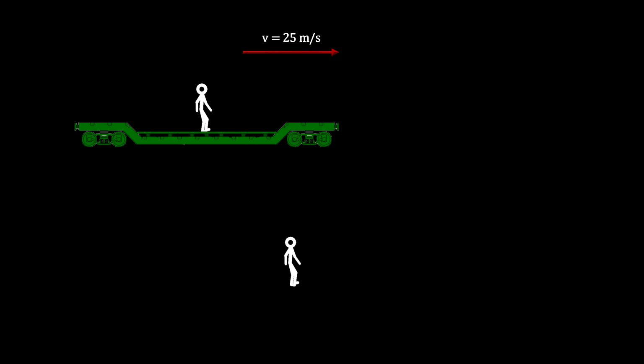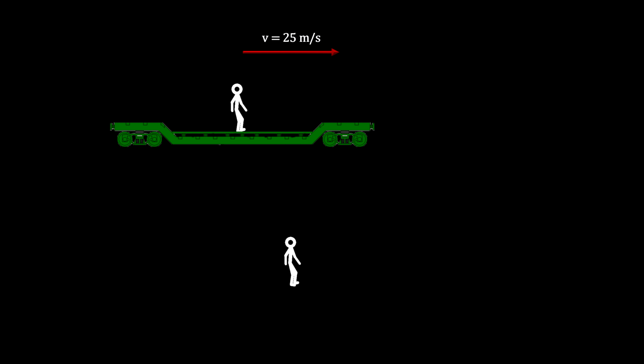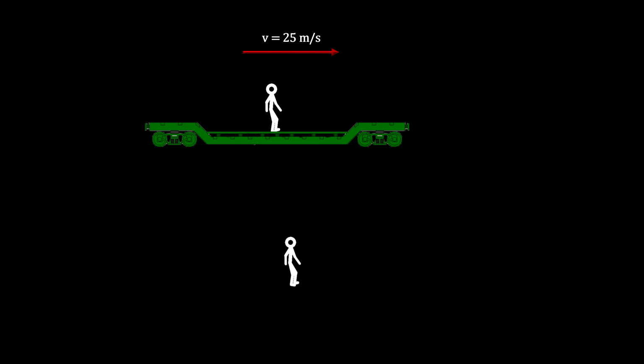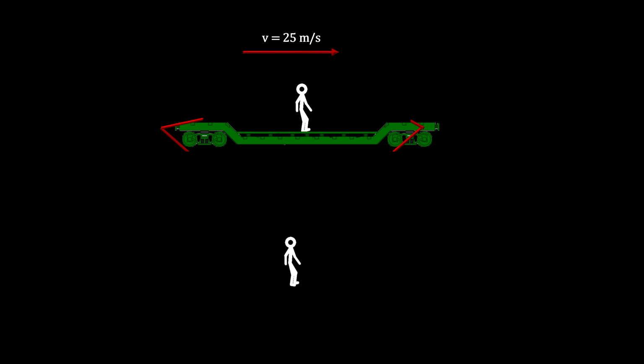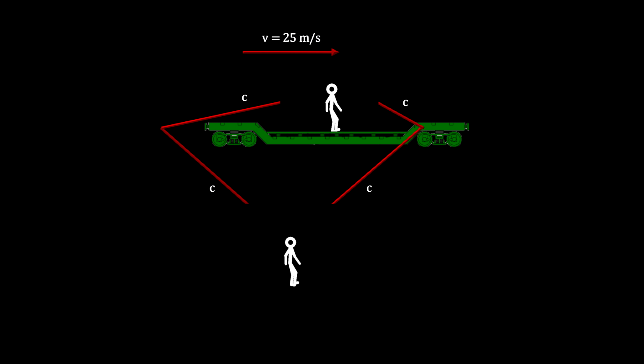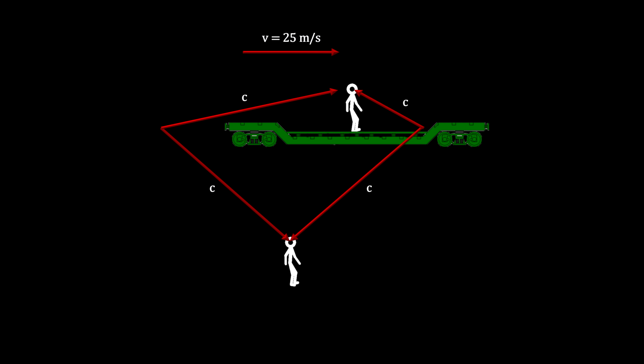Here, the observer on the train is in the middle of the car, and as he moves past the observer on the ground, lightning strikes the front and back of the train car. The light from both strikes travels the same distance at the same speed and reaches the observer on the ground at the same time. He correctly concludes that lightning hit the front and back of the train car at the same time.